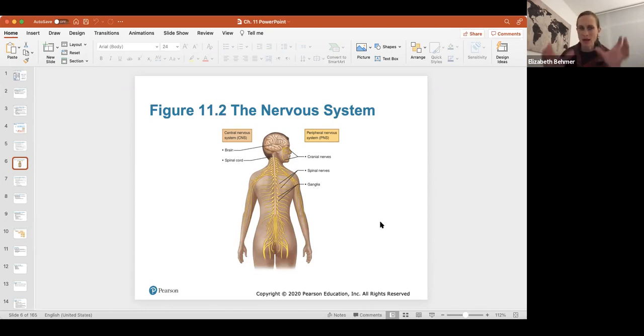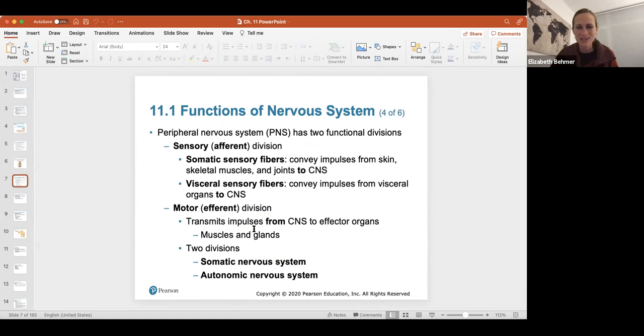So yeah, I'll refer to them from here on out as the CNS or PNS, just so that you are aware of that. So here are the functions of the nervous system and how we divide the functions of the peripheral nervous system into two functional divisions. And I ask you several test questions based on the following pages.